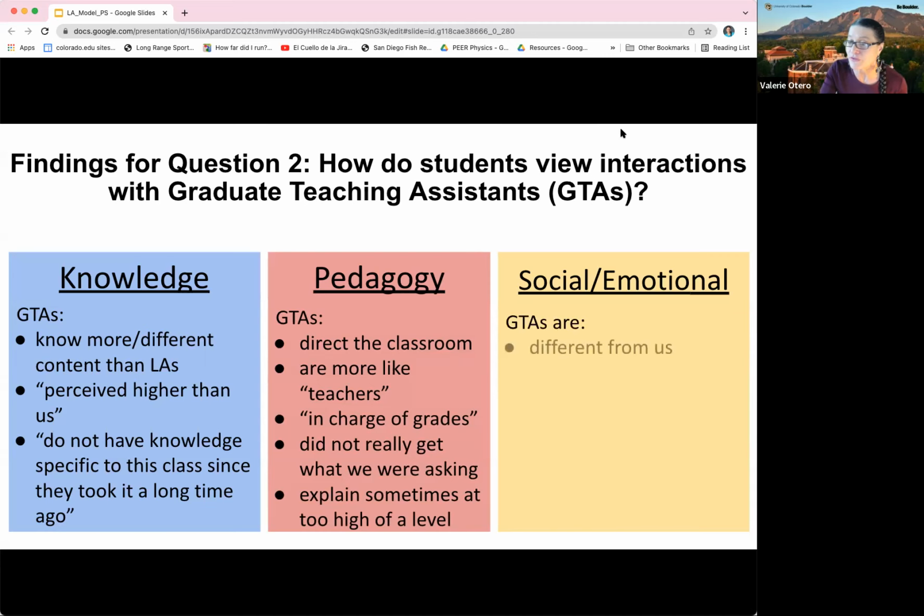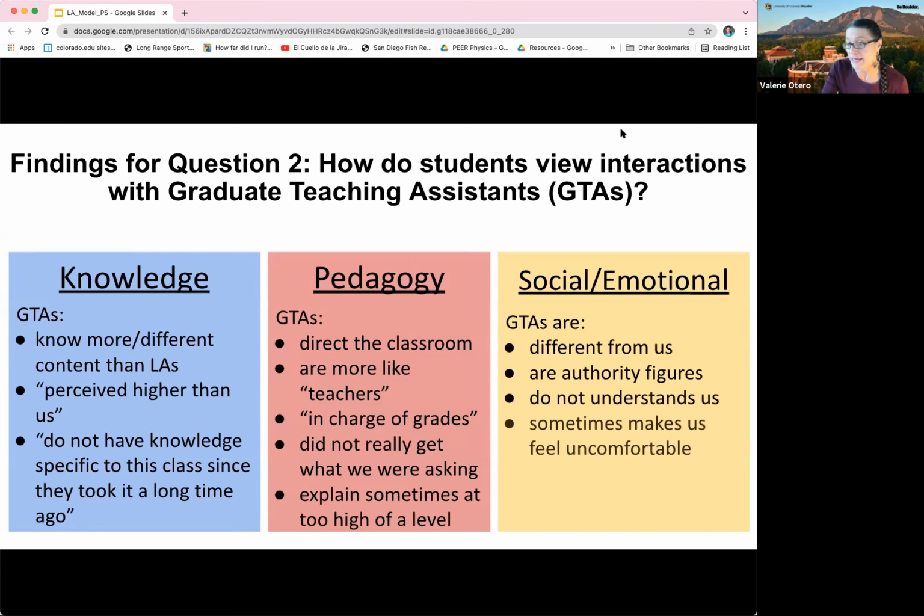In social emotional, they said they're different from us. They're authority figures. They do not understand us. They sometimes make us feel uncomfortable. They stand over you. They're intimidating, and they're helpful.